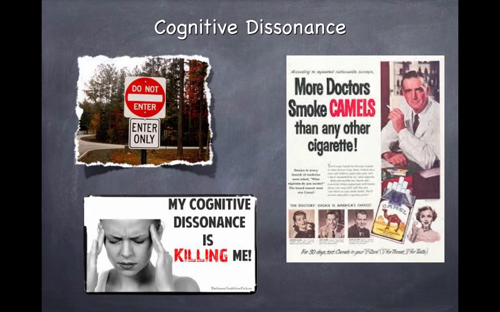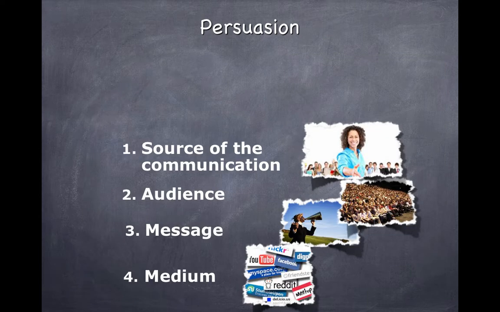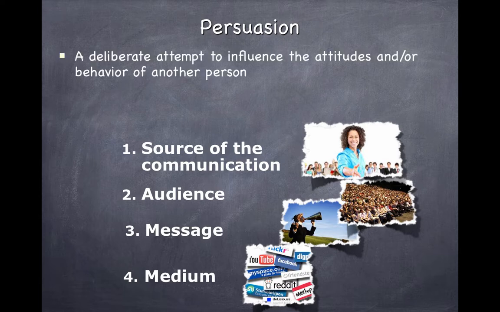Now, one of the other areas in which social psychologists like to spend some time exploring is persuasion. And by definition, it's a deliberate attempt to influence the attitudes and or the behavior of another person. And there's a few elements of persuasion, and we're going to identify four.